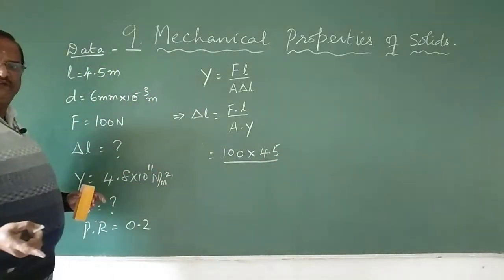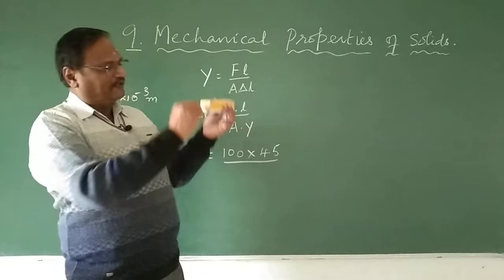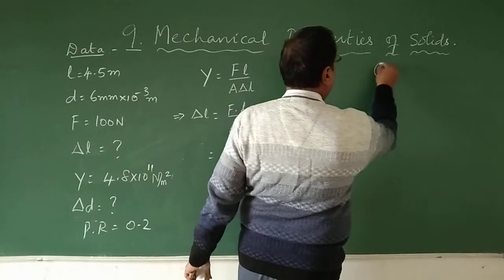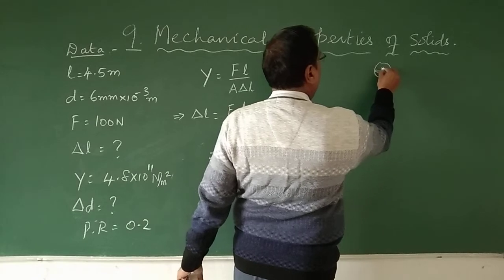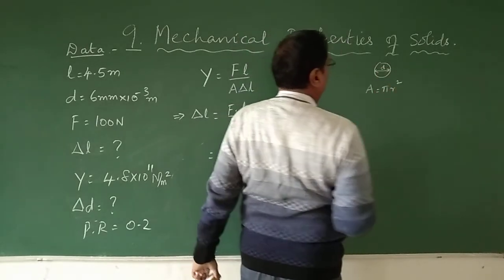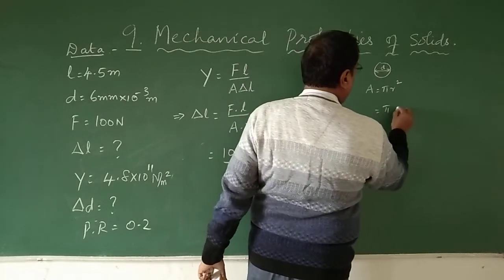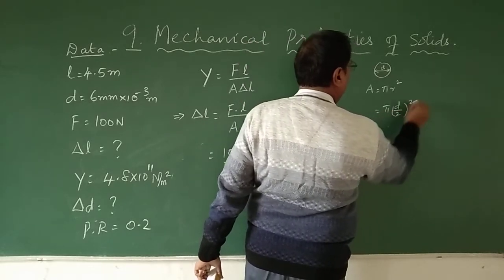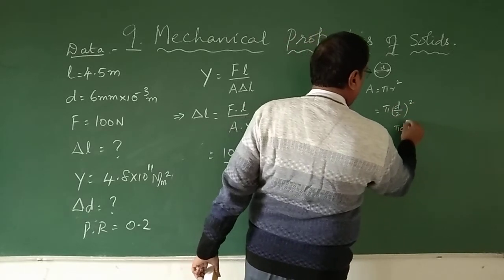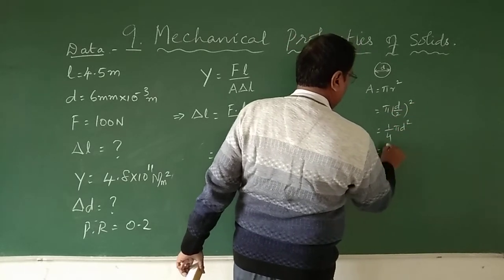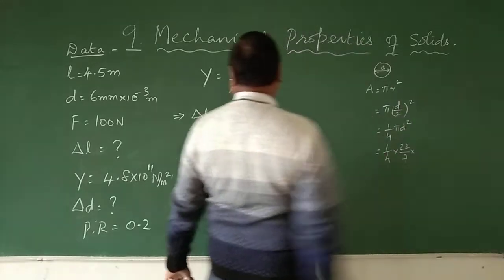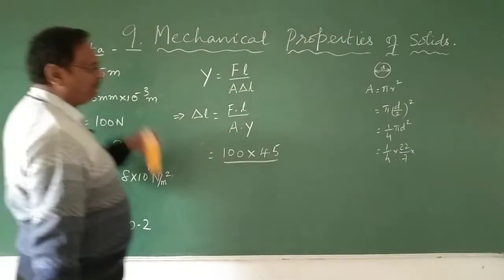Area is not there. We have diameter. This rope is circular in cross section, so cross sectional area is like this. Diameter is given. You know area is equal to pi r square, that is equal to pi into d upon 2, the whole square, that is pi d square upon 4, that is 1 upon 4 into 22 by 7 into d square. D is how much? 6 into 10 power minus 3.